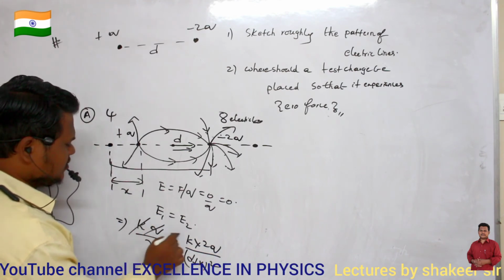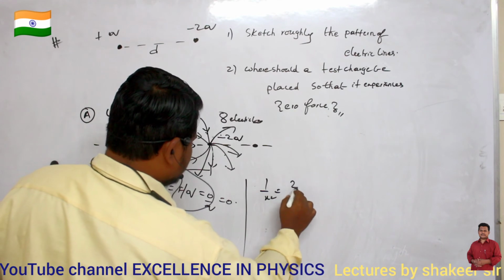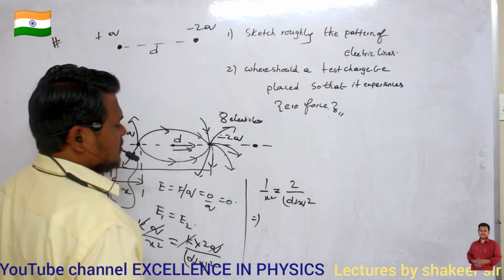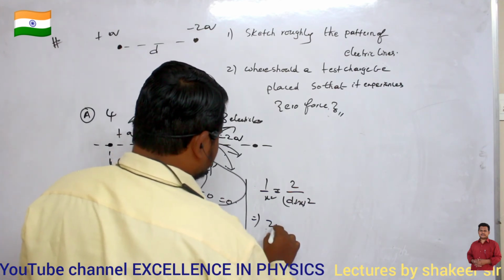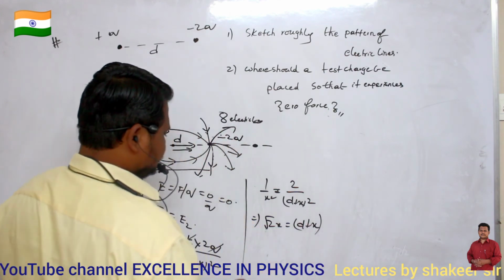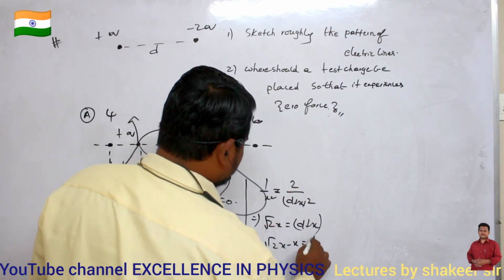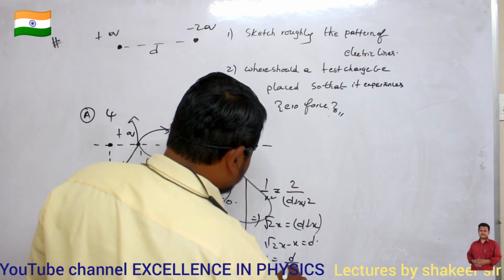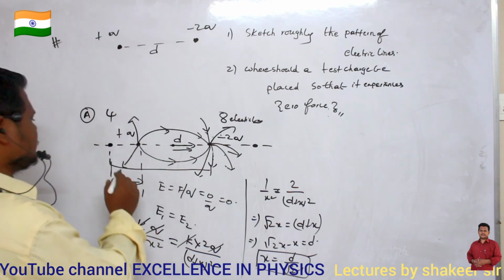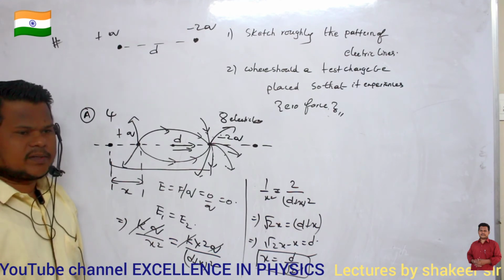Clear? So kq gets cancelled. And therefore what is the relation I will get? 1 by x square is equal to 2 divided by d plus x whole square. So therefore root 2 x is equal to d plus x. I can write like this, no? So therefore, root 2 x minus x is equal to d. So therefore, x is equal to d by root 2 minus 1. That is our answer. Clear? So if I place a test charge at this position, then this test charge will not experience any force. That's okay? Make a note of this one.